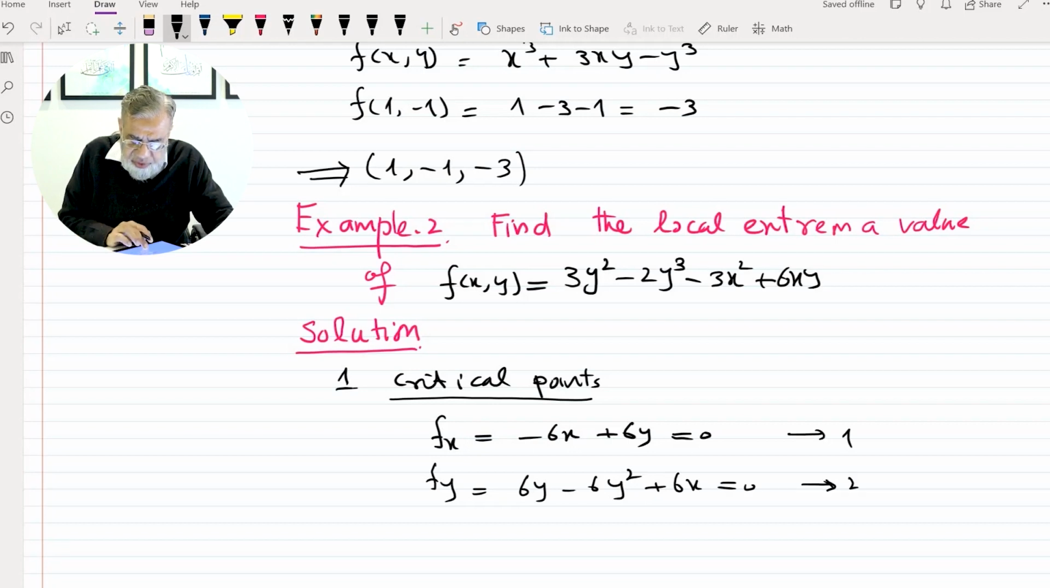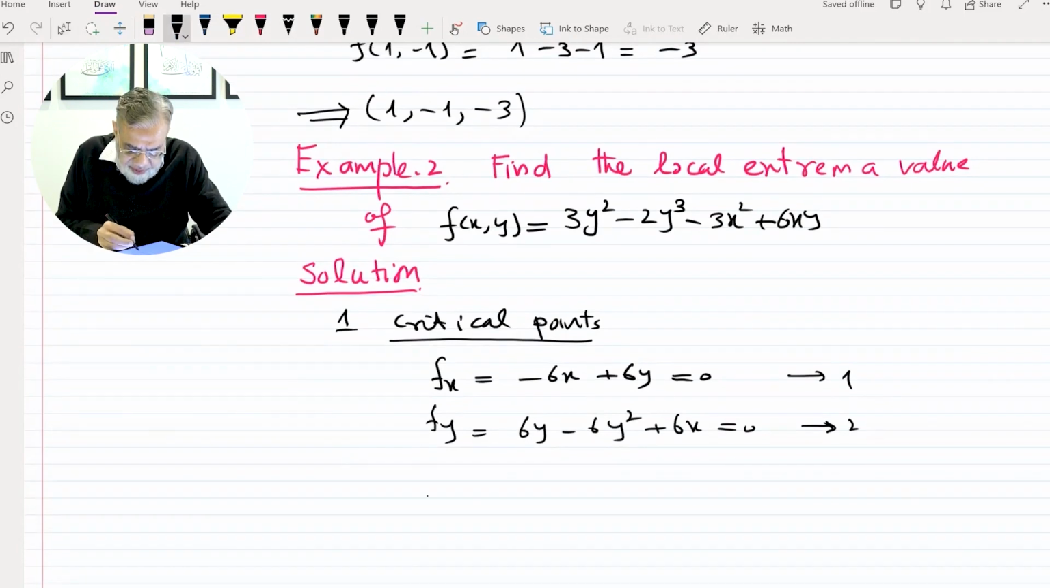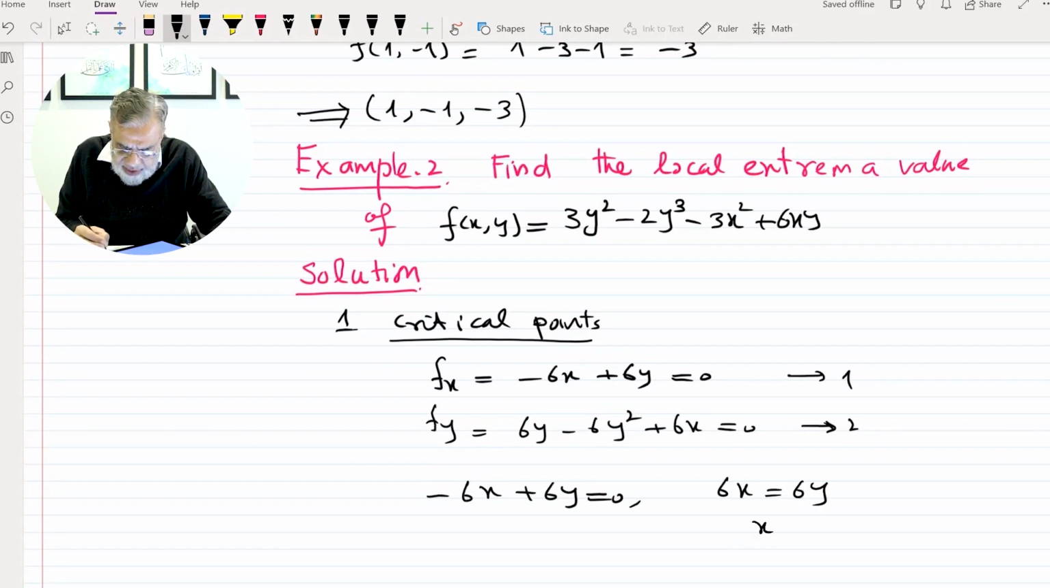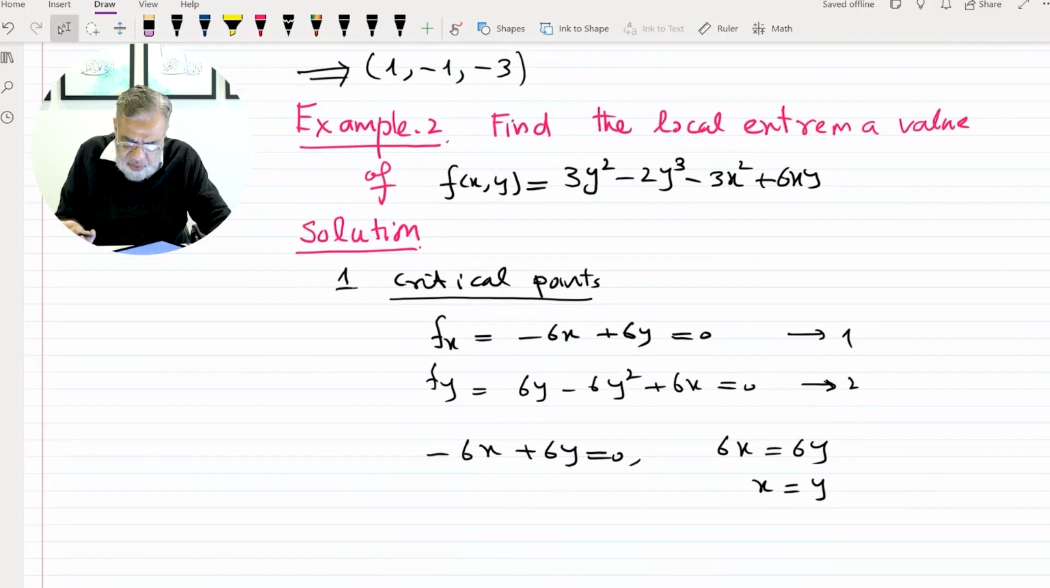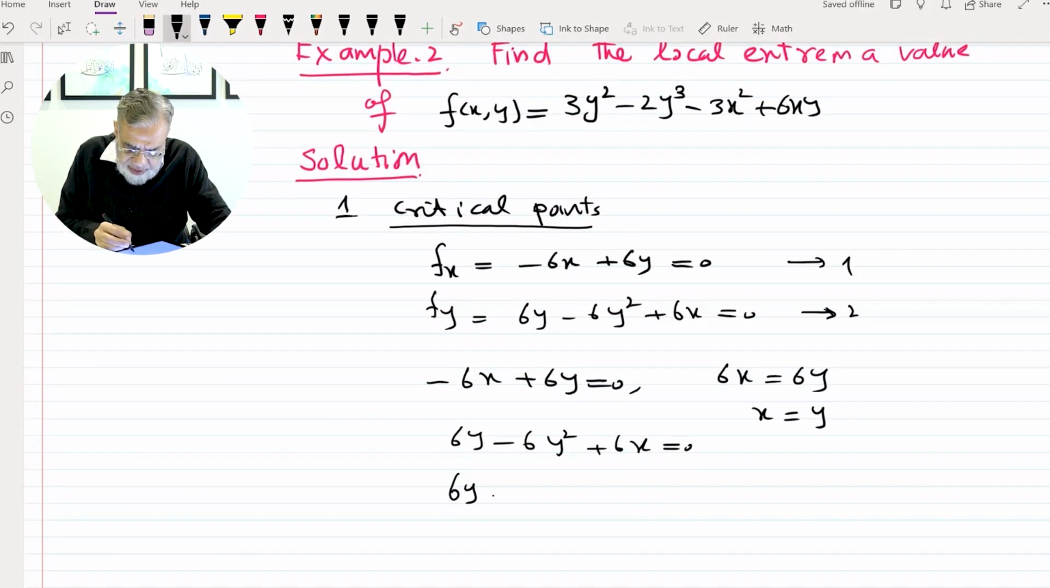This is a nonlinear system. Then we want to find the values of x and y. From equation 1, we have −6x + 6y = 0, or 6x = 6y, or x = y. So I can change x to y. The second equation is 6y − 6y² + 6x = 0. I change x to y, so that gives me 6y − 6y² + 6y = 0, now I have 12y − 6y² = 0.